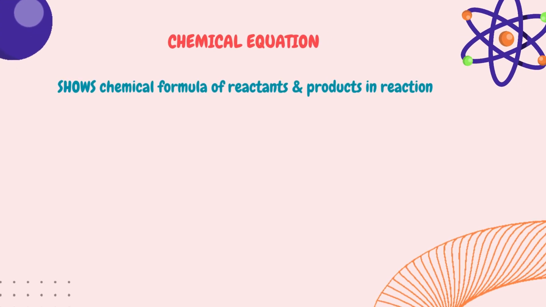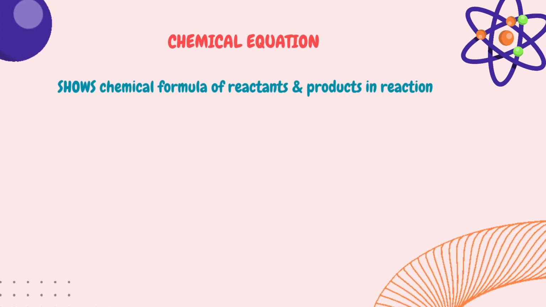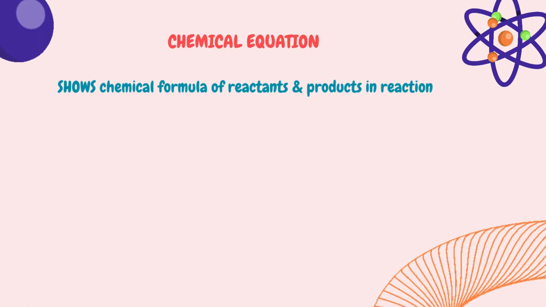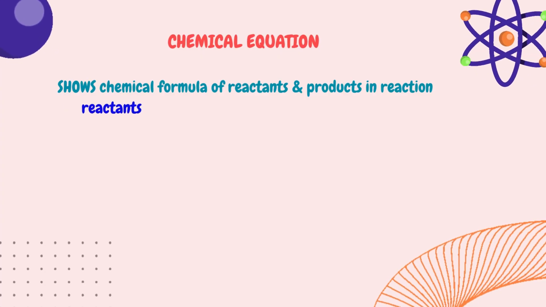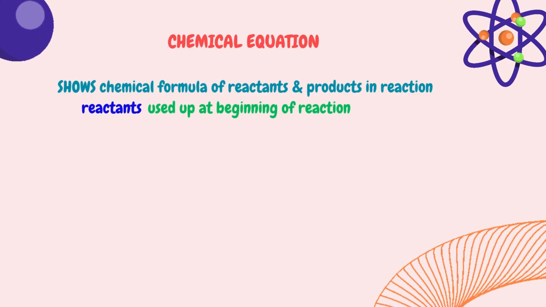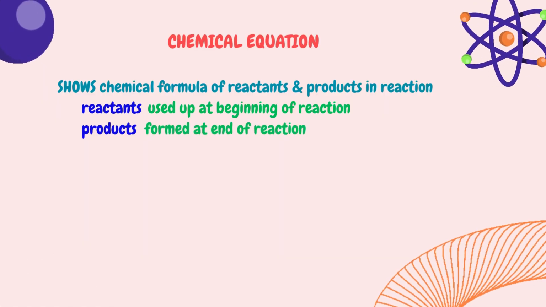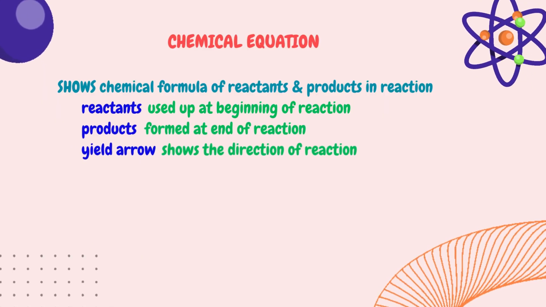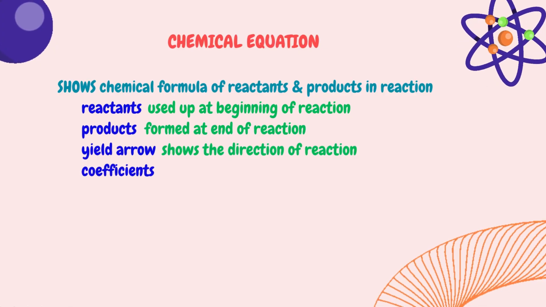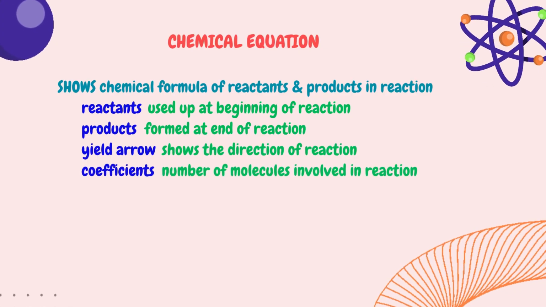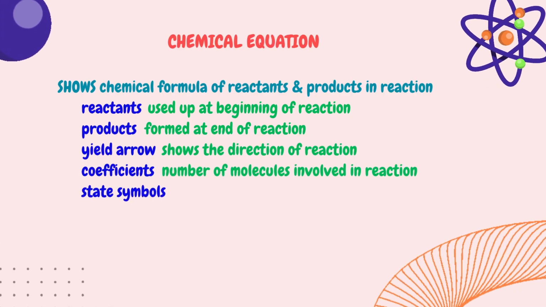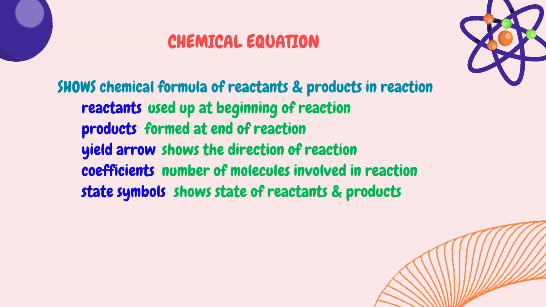To recap, a chemical equation shows the chemical formula of reactants and products in a reaction. A chemical equation consists of the reactants, which are substances that are used up at the beginning of the reaction, products, which are substances formed at the end of the reaction, the yield arrow, which shows the direction of the reaction, the coefficients, which show the number of molecules that are involved in the reaction, and the state symbols, which show the state of reactants and products.